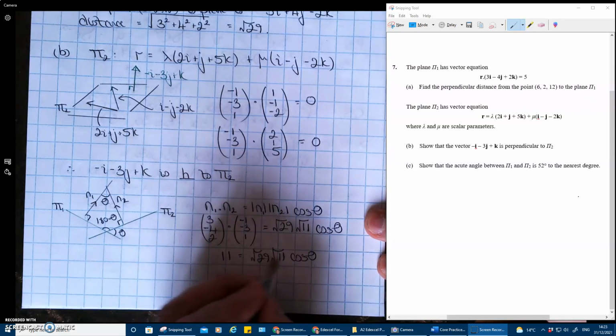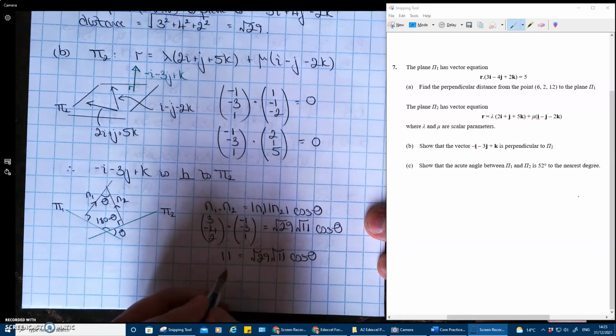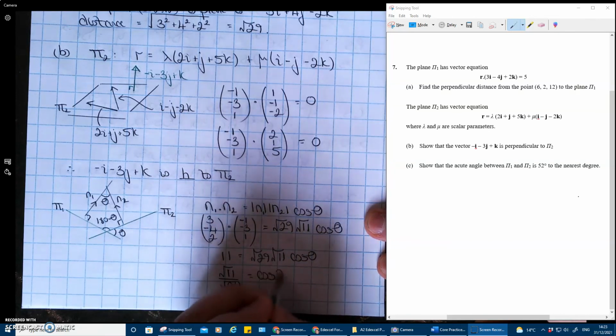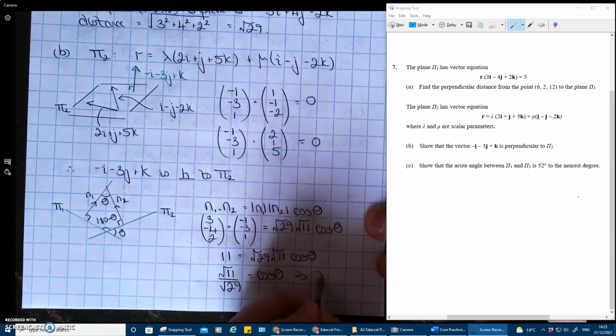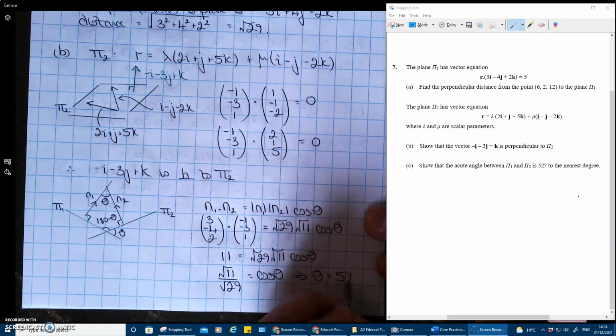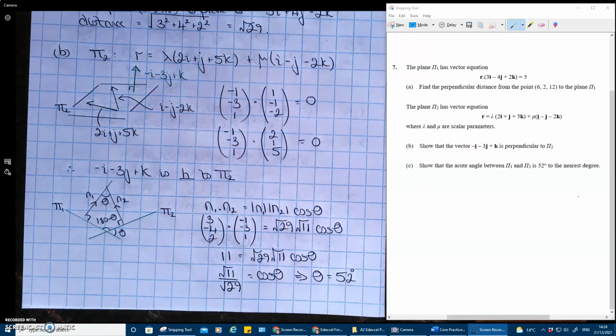Divide both sides by root 29, root 11, and you end up with root 11 over root 29 equals cos theta, and that implies theta is, I think it's 52 degrees to the nearest degree, 51.9 something.